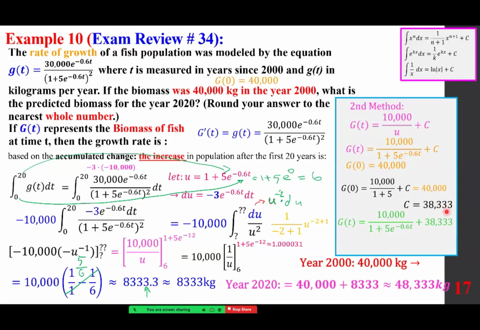Now, the advantage of this is that if we want to predict the biomass in the year 2020, we put 20 here. It gives us the same answer. If we want to predict the biomass in the year 2025, we don't have to go through the same process again. You just replace the t with 25 here. So that's the advantage of that when we find the general solution and then use the initial value to find the particular solution.